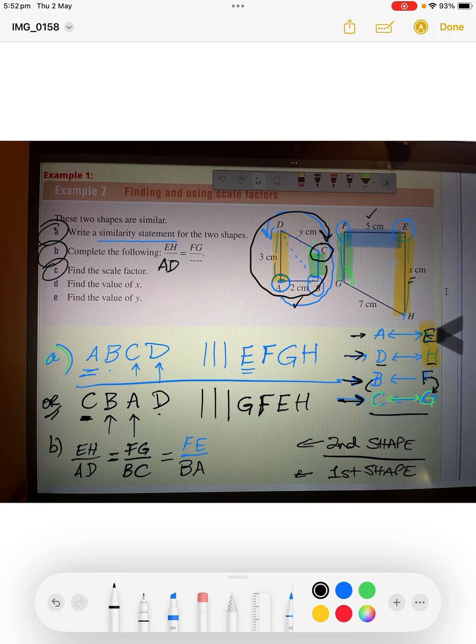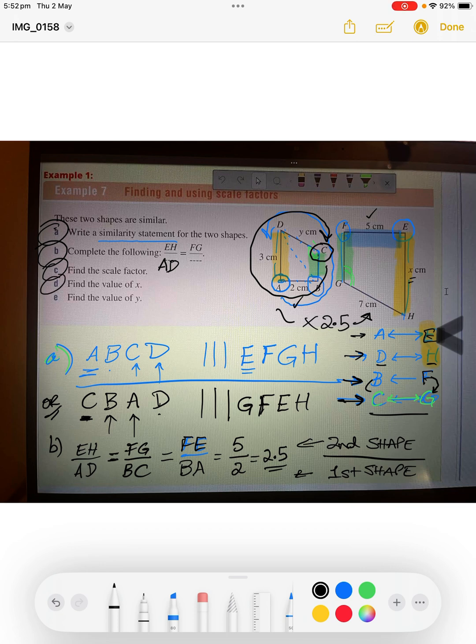Good. We need another fraction with both numbers. No, we don't. This is good enough. FE is 5. BA is 2. Therefore, our scale factor is 2.5, which means if you multiply the small shape, this one, by 2.5, you will get the biggest shape.